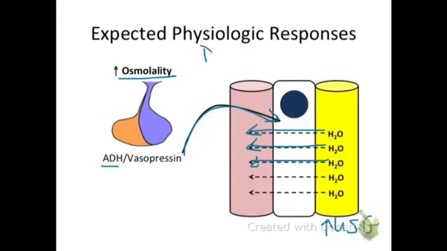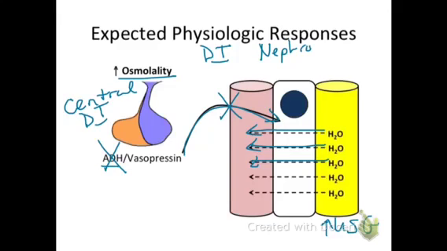Diabetes insipidus, or DI, is when the pituitary fails to produce ADH or the kidneys fail to respond to ADH. If the dysfunction is in the pituitary, then the disease is called central diabetes insipidus. If the disorder is due to a failure to respond to ADH, then the disorder is called nephrogenic diabetes insipidus.